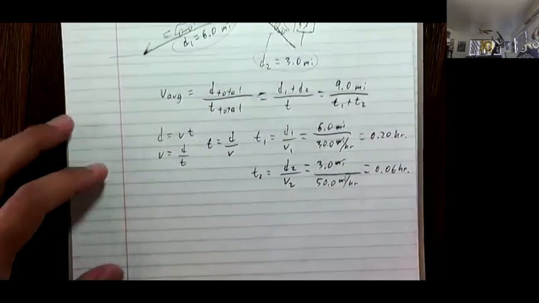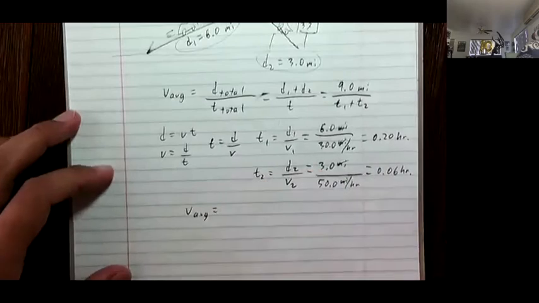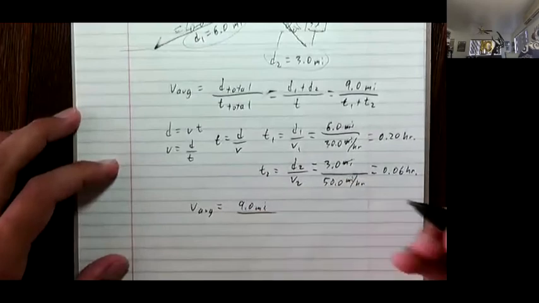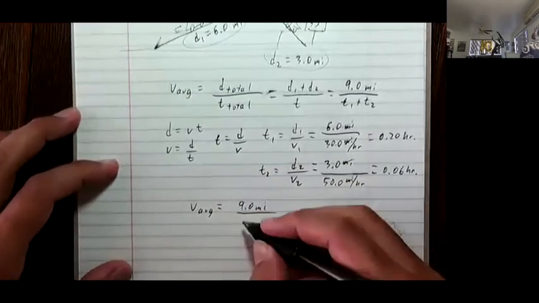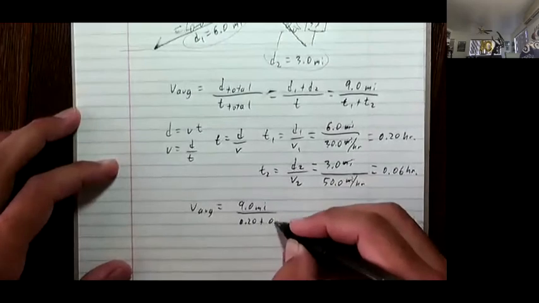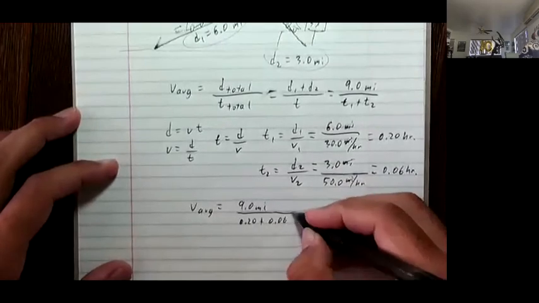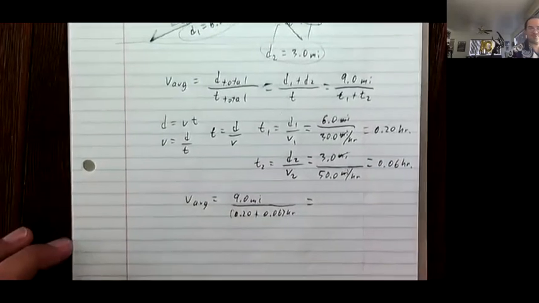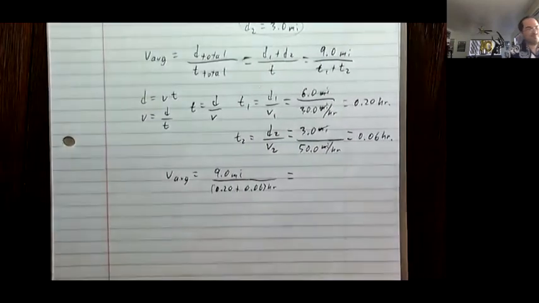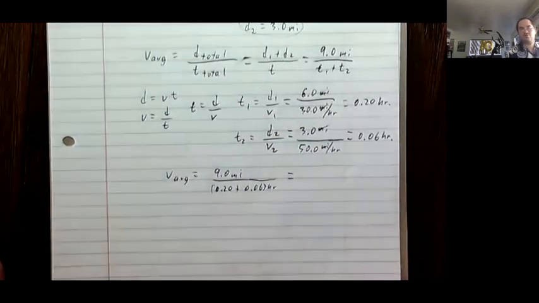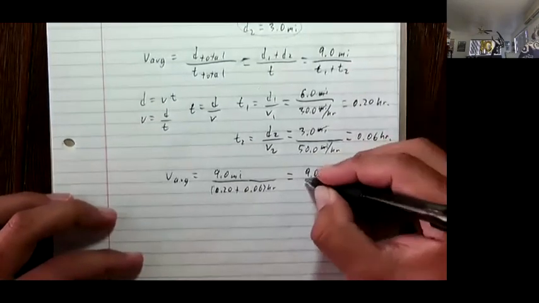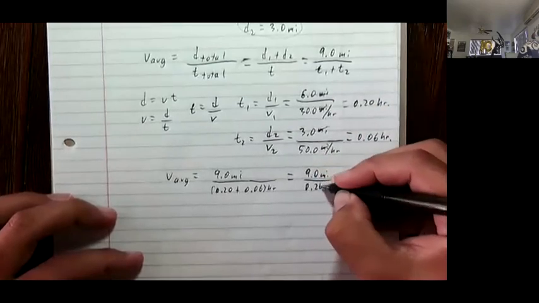Now I've got my 2 times and I'm almost done, guys. Yeah, because we're solving for average velocity. It's total distance over total time, which is 9 miles. My total time is T1 plus T2, so that's 0.20 plus 0.06. Those are both hours. So that's 9 miles over 0.26 hours.